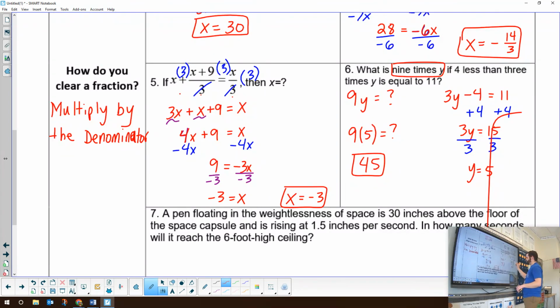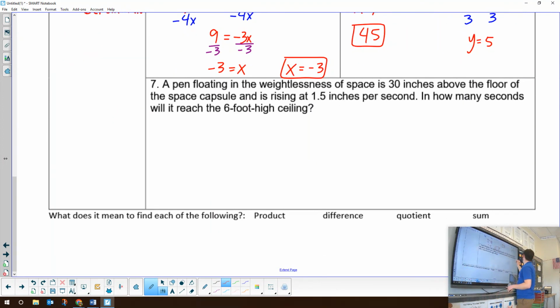Look, seconds. We're going to use S to represent those seconds. Okay? So I'm going to use an S to represent seconds. Okay? So then it's asking, we're going up 1.5 inches per second. We started off at 30 inches above the floor, and it's going to ask how long until we reach the 6-foot high ceiling. Now, I can't just write a 6 there. I'm going to need to convert that 6 feet into inches.